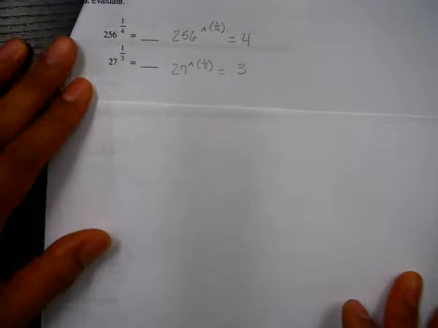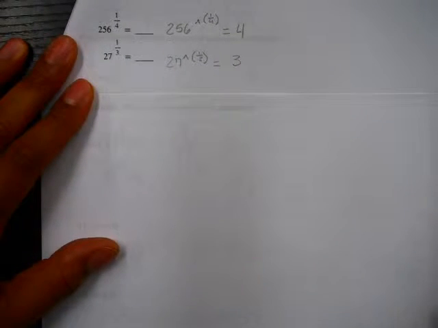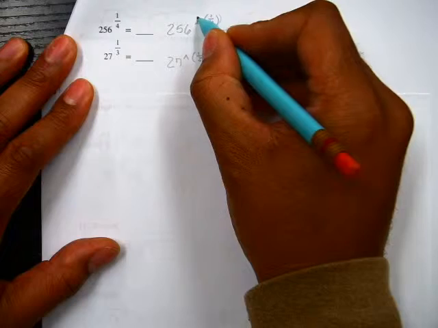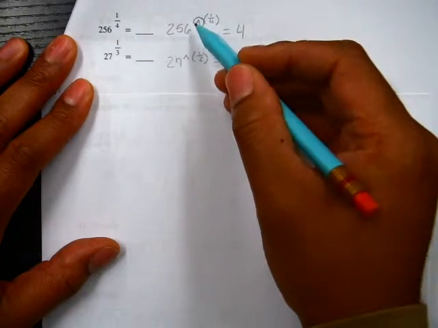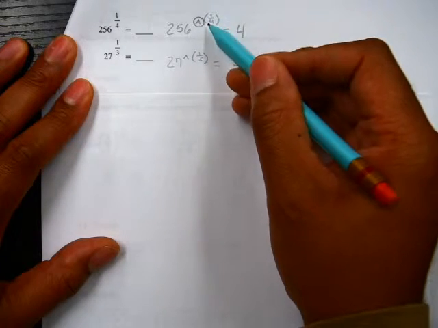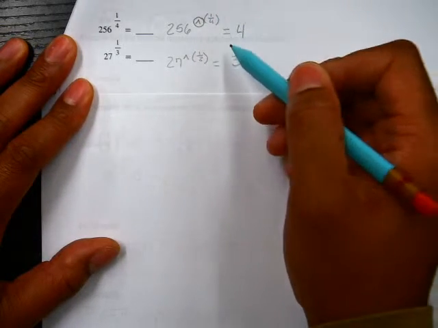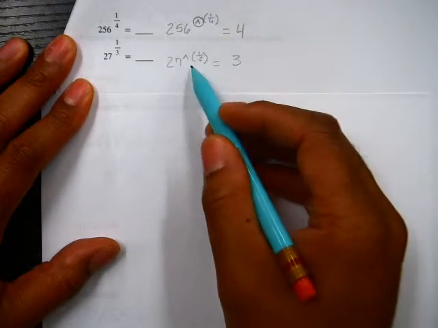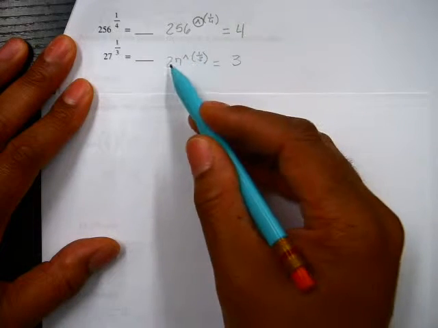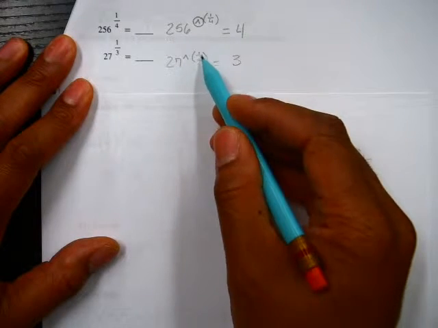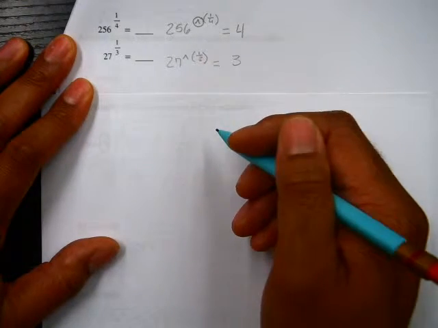Alright, for number 9, we have 256 to the 1/4 power. To evaluate that, you can use your calculator, and you're going to use this symbol here. So you would type in 256. Look for this symbol right here. It's usually, I call it carrot top. Okay, and then I would put in left parentheses, 1 divided by 4, close my parentheses. You should get 4. And then with 27 to the 1/3 power, use that symbol again. Punch in 27, use that caret symbol, left parentheses, 1 divided by 3, and you should get 3.